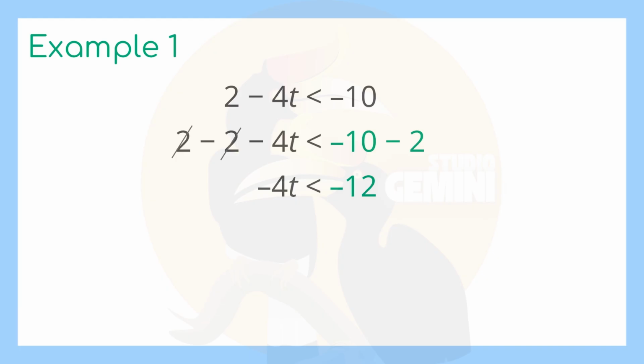Now we need to isolate t by dividing by negative 4 on both sides. Remember, we also need to flip the inequality symbol since we divided by a negative number. To simplify, on the left, the negative 4's cancel and we're left with just t, and on the right, negative 12 divided by negative 4 is positive 3. Our final answer is t is greater than 3.